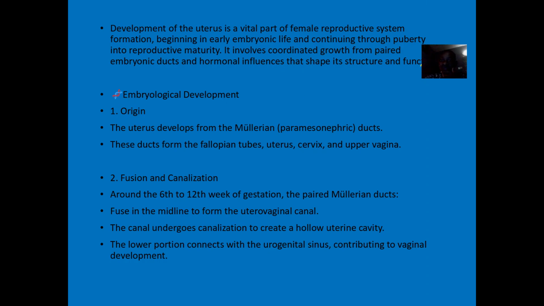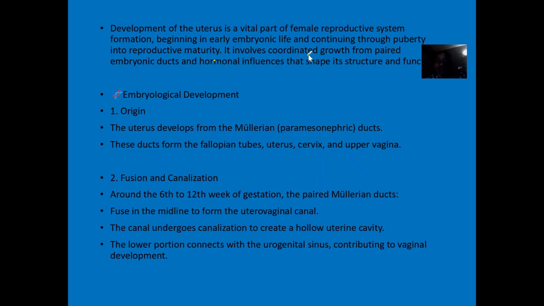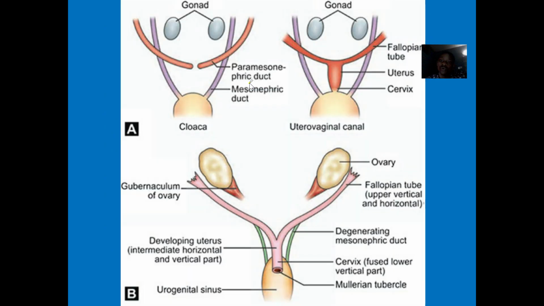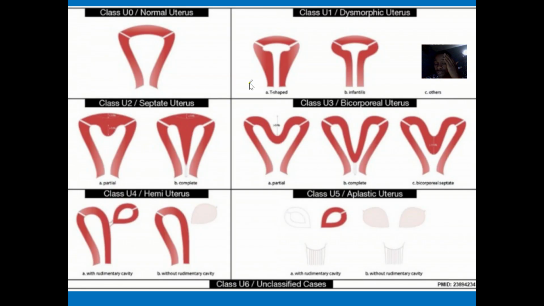So, development of the uterus is a very important part of the female reproductive system formation. It begins in early embryonic life and continues throughout puberty. It involves coordinated growth from paired ducts, with hormones acting on it till it actually becomes the uterus. So let's talk about it step by step.